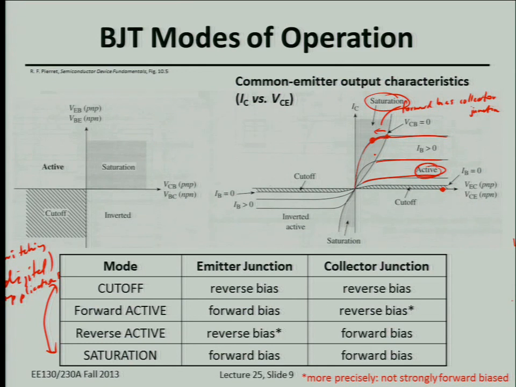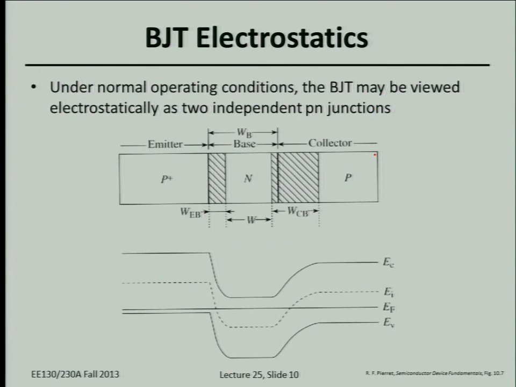In the active mode, when we use it as an amplifier, if we make a little change in the input current or input voltage, we can have a large change in the output current and therefore output voltage. So let's just introduce the BJT. Next time we're going to actually derive equations. Let's remind you what each PN junction looks like.